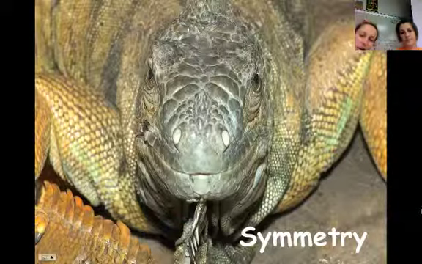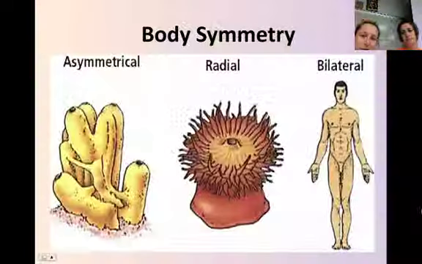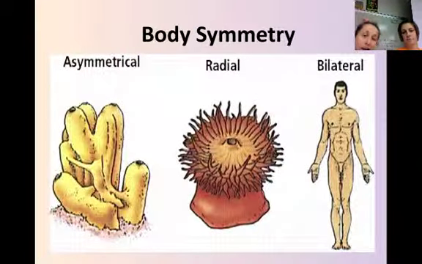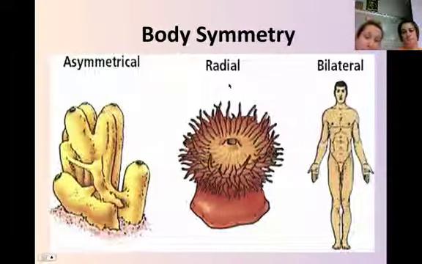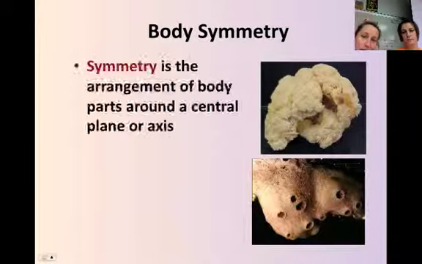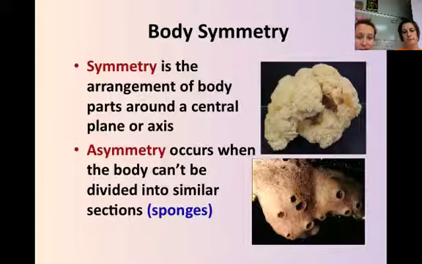Okay, so let's talk about symmetry a little bit. There's going to be 3 different types of symmetry. Asymmetrical, radial, and bilateral. Remember in science, a lot of times if there's an A at the beginning of the word, it means without or none. So asymmetrical is going to be no symmetry at all. Radial we'll talk about in just a second, and bilateral symmetry would be like the type of symmetry in our bodies. Okay, so symmetry, for the definition, it's the arrangement of body parts around a central plane or axis.